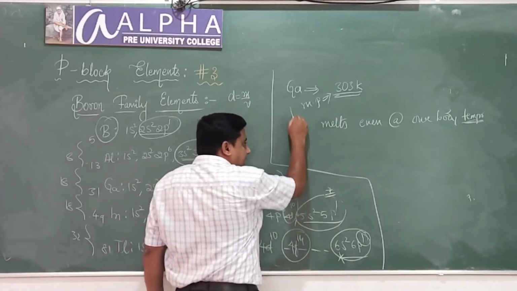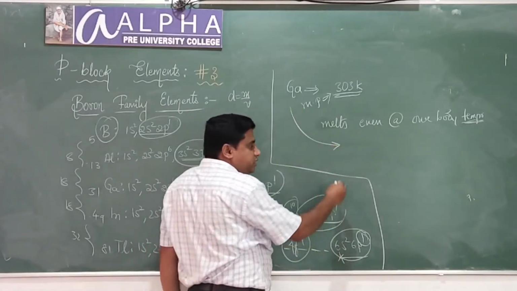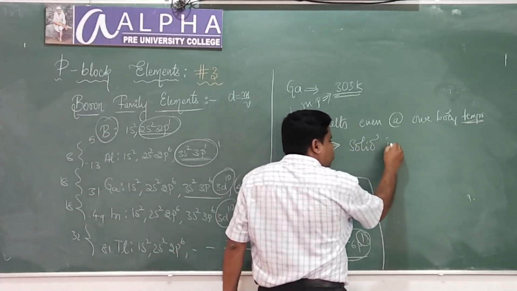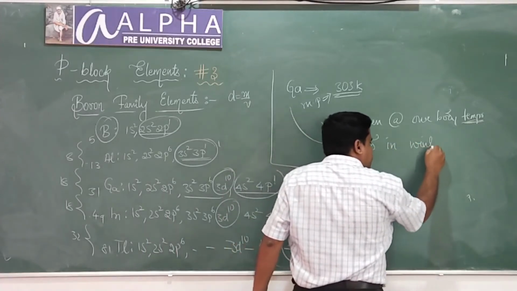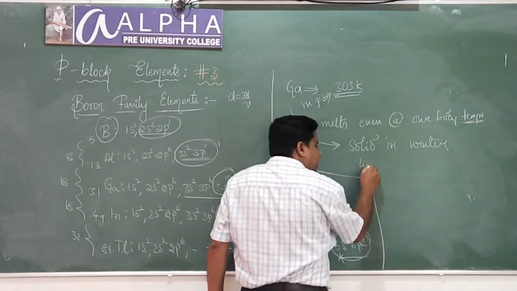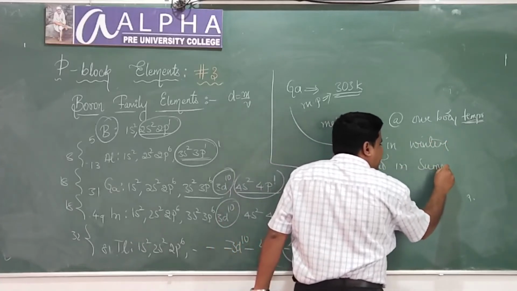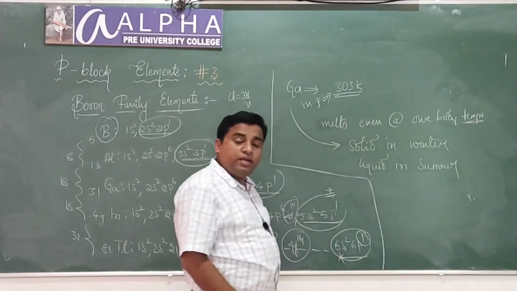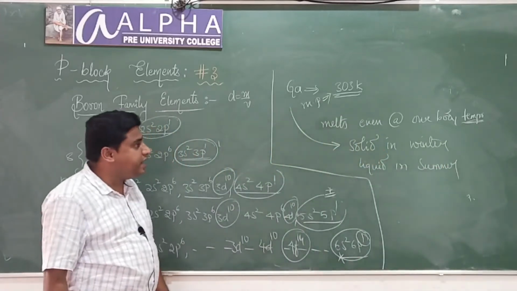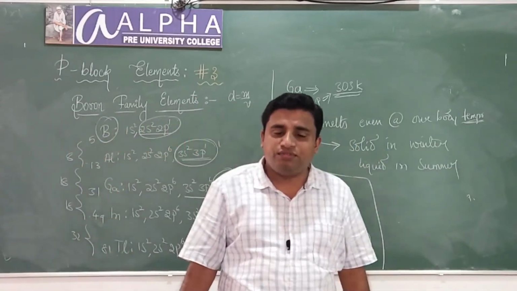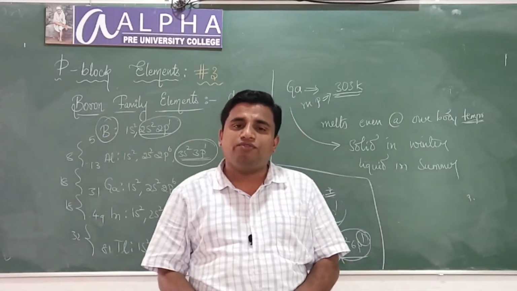One more point about gallium, please remember: gallium exists as a solid in winter and liquid in summer. So that is all about the physical properties of boron family elements.